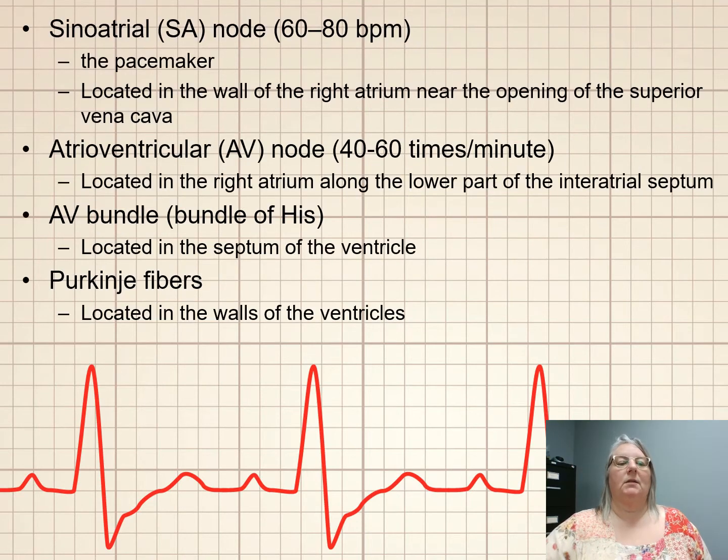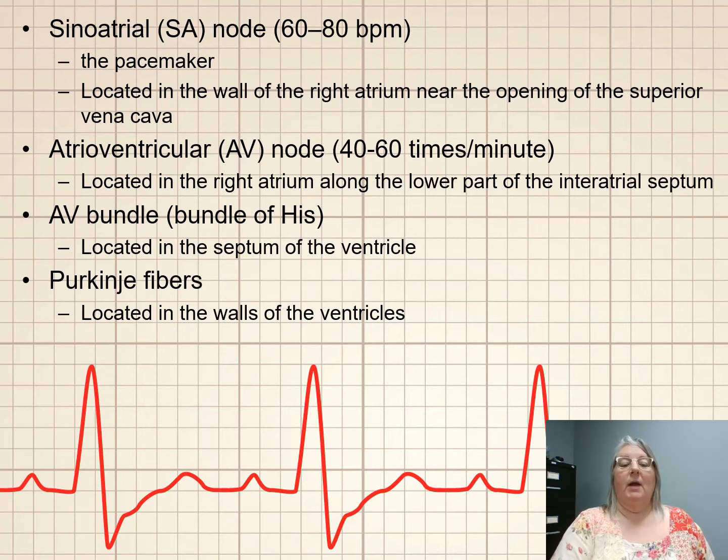The specialized conductive system has 4 parts to it. First, you have the SA node. The SA node makes it so that the heart beats between 60 to 80 beats per minute. So it's the pacemaker. It's located in the wall of the right atrium near the opening of the superior vena cava. Then you have the AV node, and the AV node, if it's in charge, has an average beat of 40 to 60 times a minute.